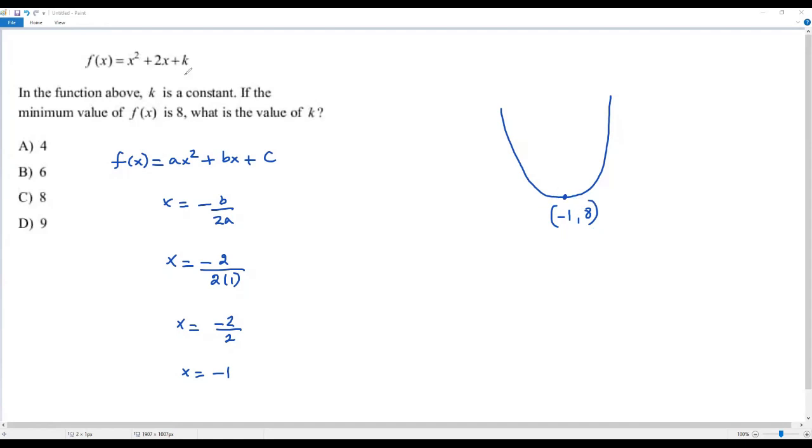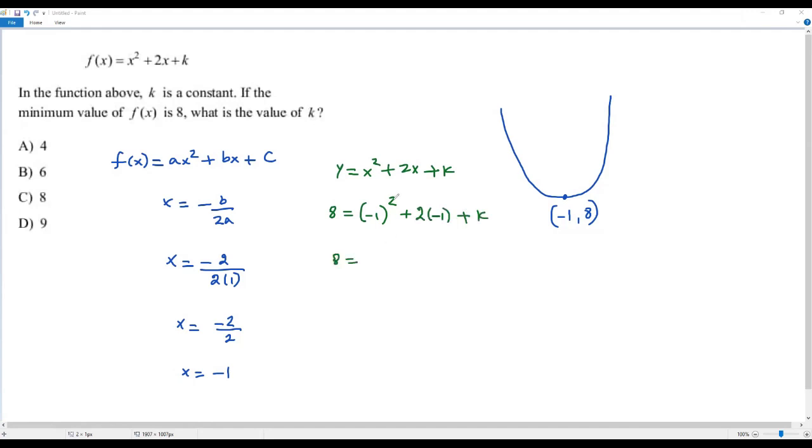Now, to get the value of the constant k, we have to plug this point into the function. Usually, when we have the graph of a function f of x in an xy plane, f of x represents the y-coordinate. So we can replace f of x by y. Then the quadratic function becomes y equals x squared plus 2x plus k. Now we can plug in this point into this equation. We plug in the x-coordinate negative 1 for x over here and here, and the y-coordinate 8 for y. Then we get 8 equals negative 1 the whole squared plus 2 times negative 1 plus k.